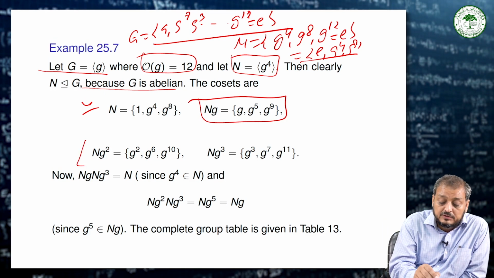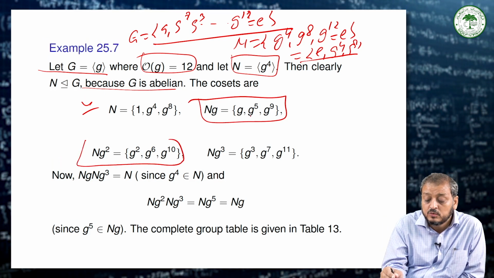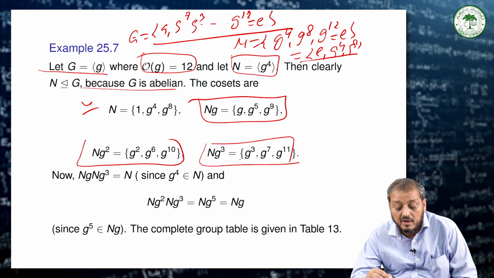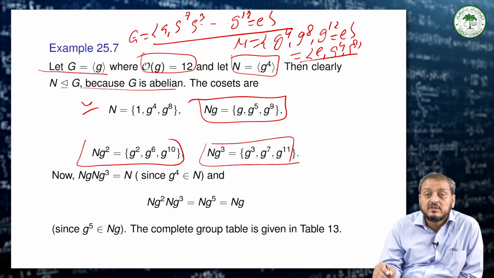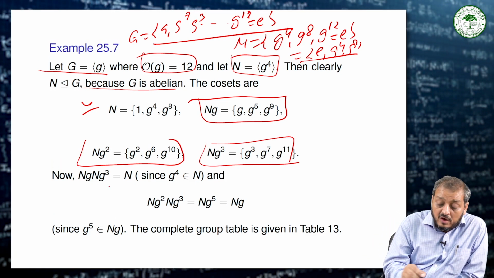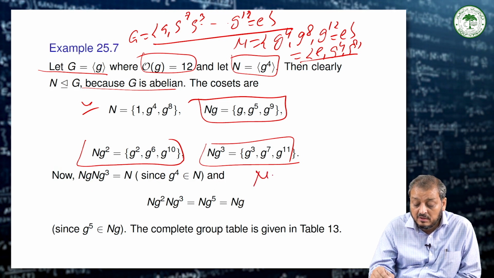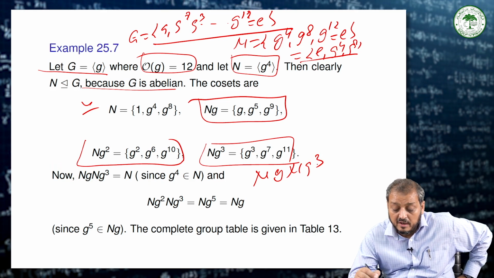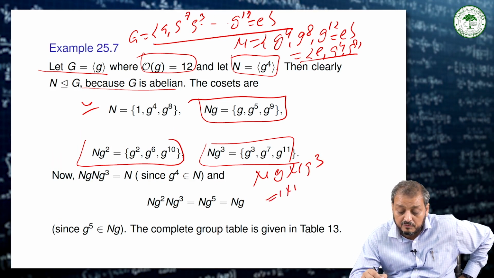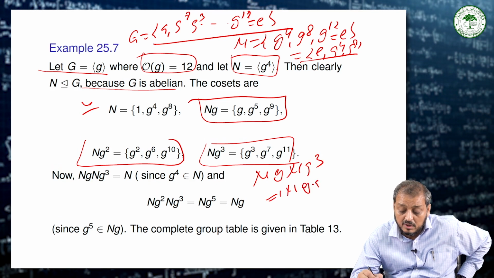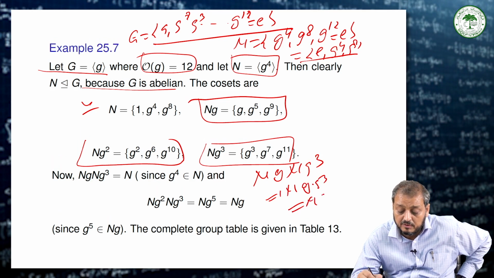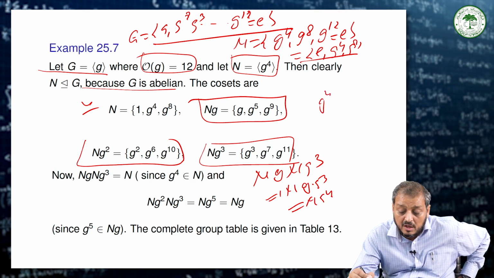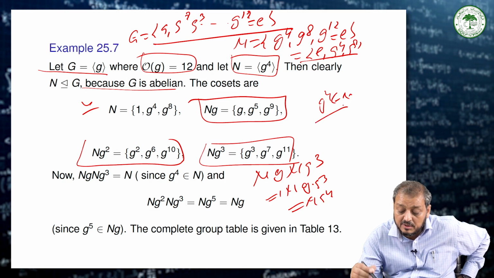If we take N g squared, we get g squared, g to the power 6, g to the power 10, and for the cube, g to the power 3, 7, and g to the power 11. Now if we take N g to the power 3, this is nothing but N g into g to the power 3, which is N g to the power 4, and this g to the power 4 is a member of N.